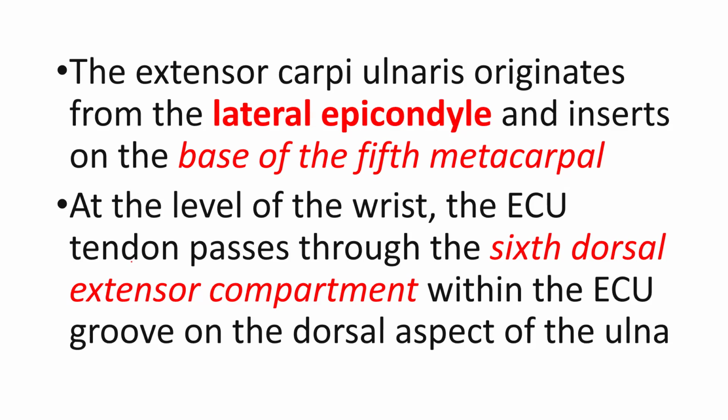So it arises from the lateral epicondyle and its route goes ulnaward on the extensor aspect of the wrist to enter the sixth tunnel and inserts on the base of the fifth metacarpal bone on the dorsal aspect, or on the upper aspect of the bone. It has its groove and tunnel through which it passes.